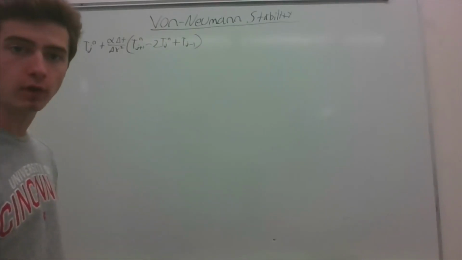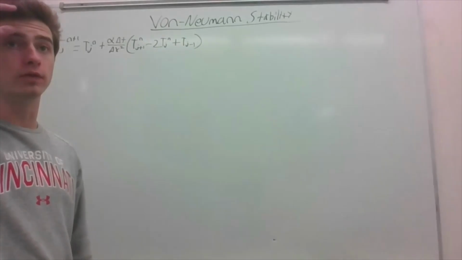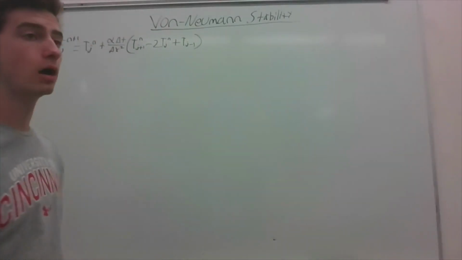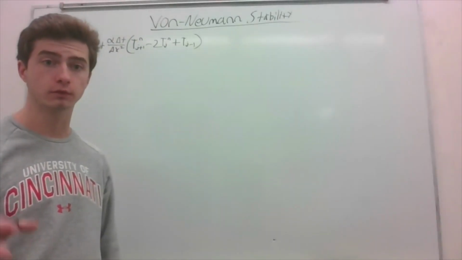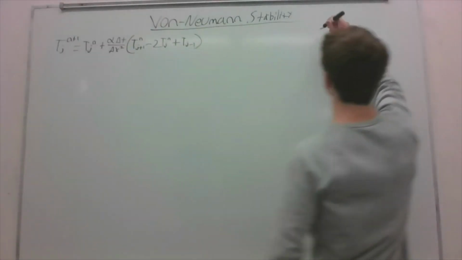Let's go ahead and move on to the von Neumann stability test, okay? Now, this is a test that we're going to do on the finite differencing problem. So we're still on the bar, on that metal bar. I'll draw it out over here.